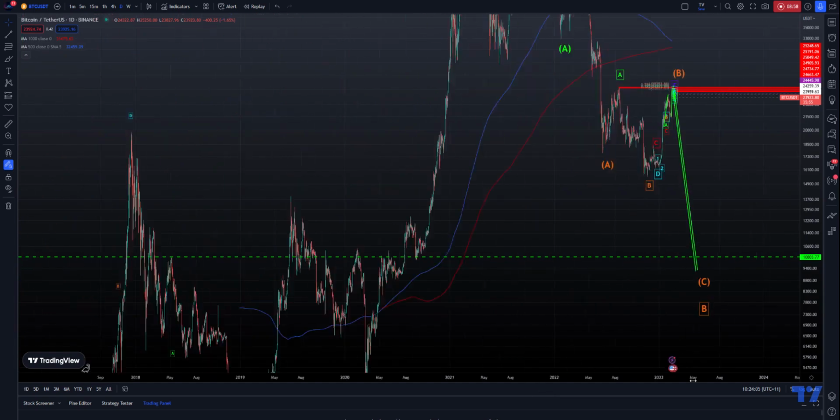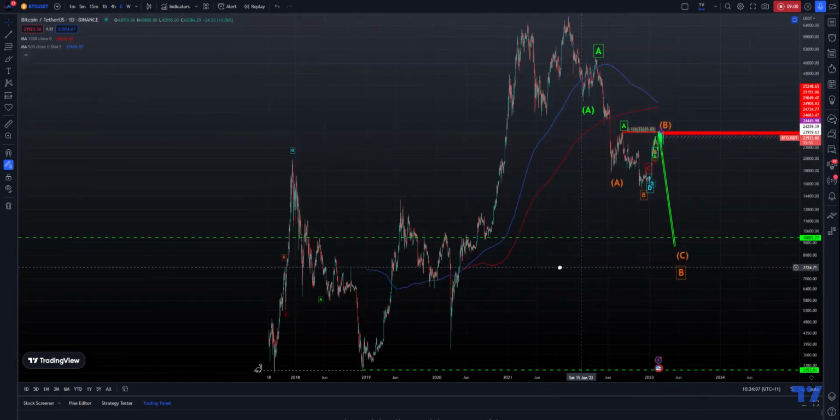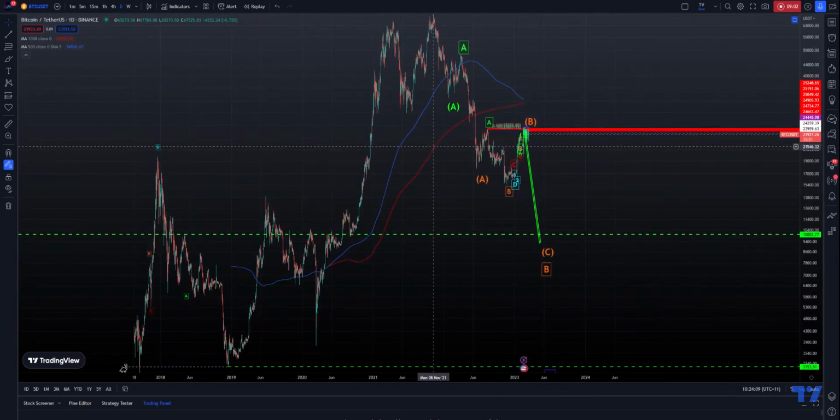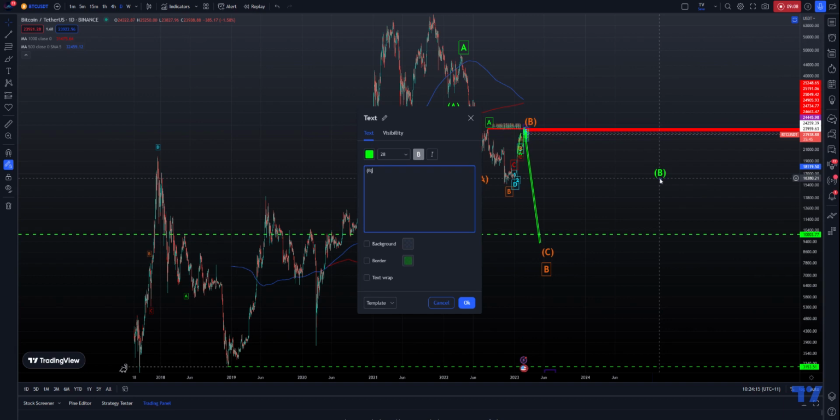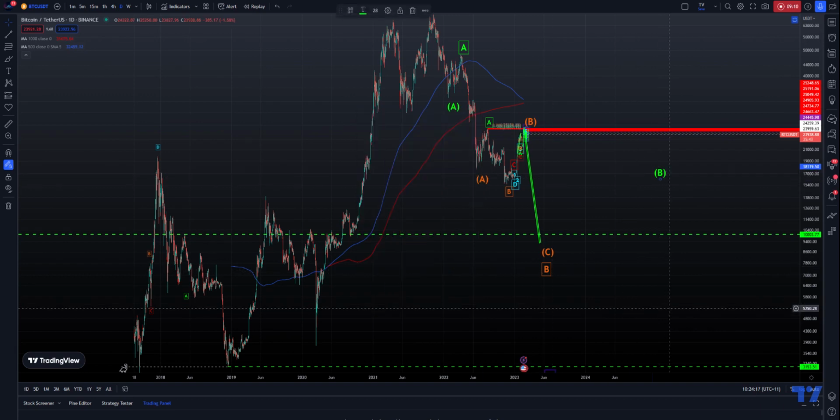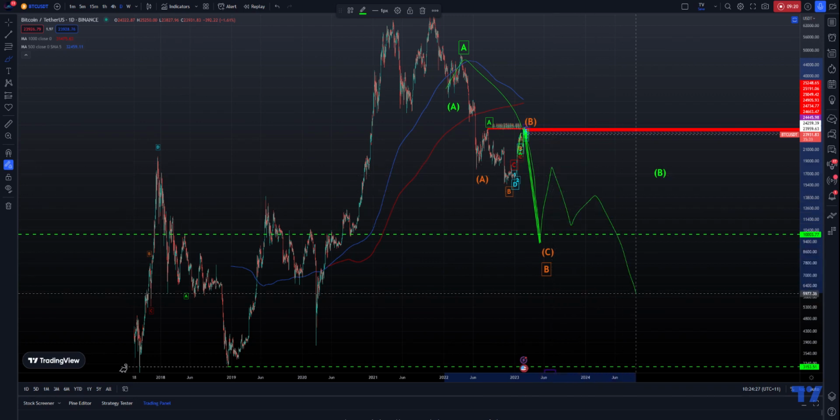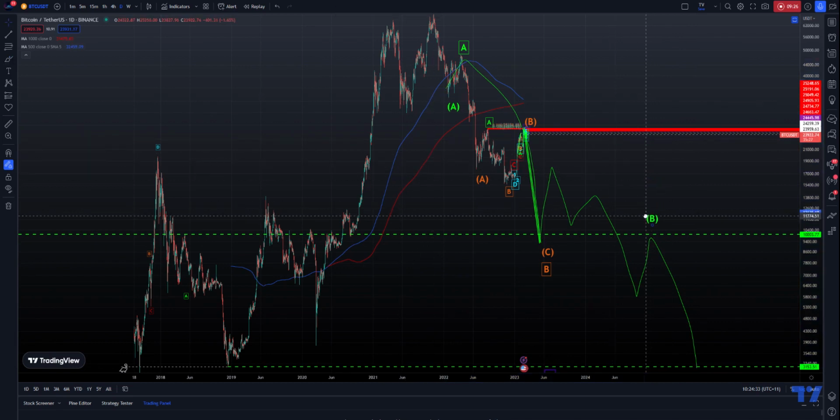Now, for those people who don't believe Bitcoin can go low, just remember something. This is a B wave, right? B wave, expanding correction. B wave is expanding. So we have to see, right? We still have to see. Let me just show you this. So we have A, B unfolding. We have to see C, then we have to see D, E, and then wave C, right?